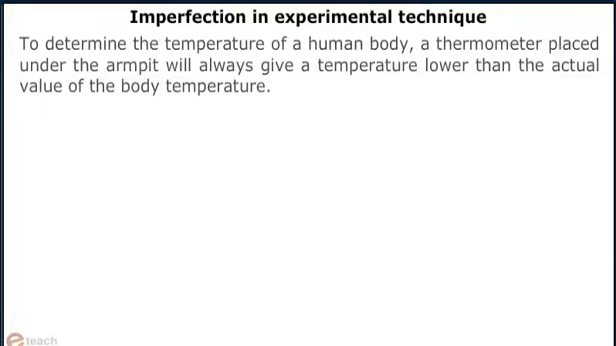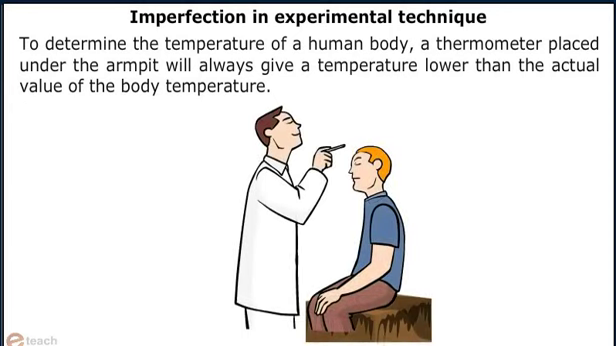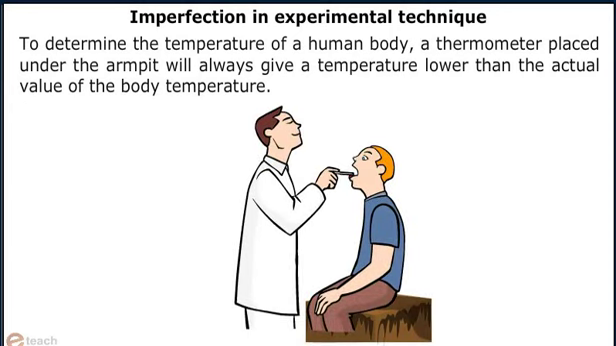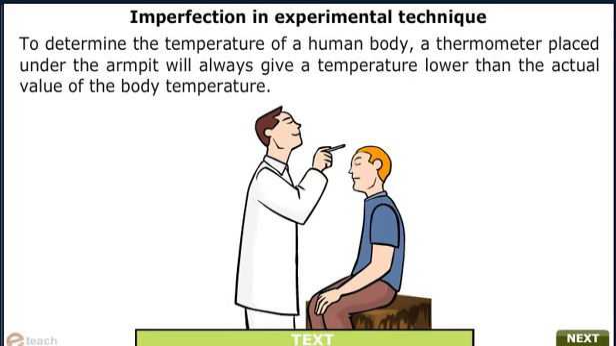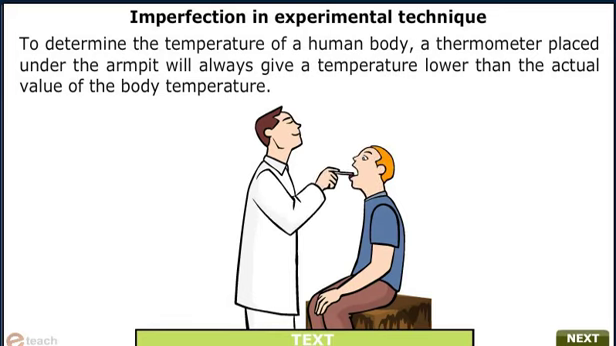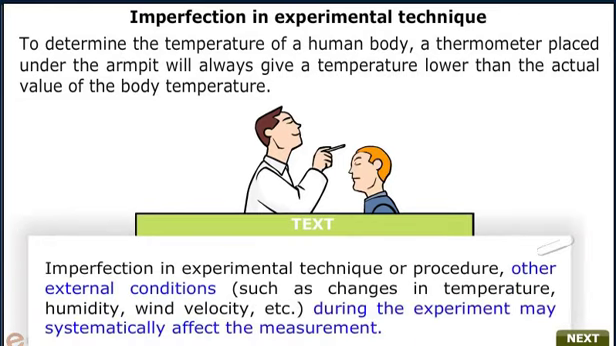Imperfection in experimental technique. To determine the temperature of a human body, a thermometer placed under the armpit will always give a temperature lower than the actual value of the body temperature. Imperfection in experimental technique or procedure, or other external conditions such as changes in temperature, humidity, wind velocity, etc. during the experiment may systematically affect the measurement.